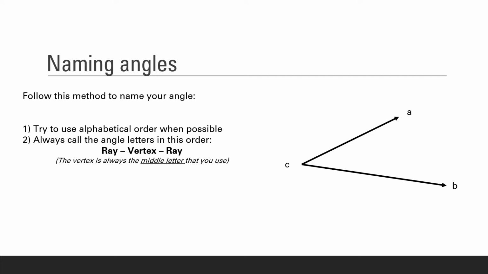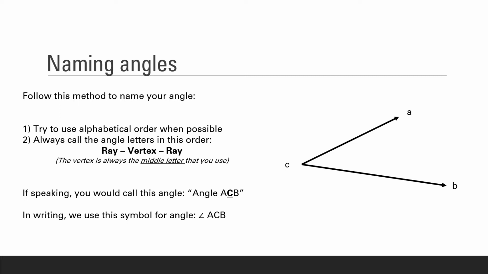So how would we call this angle? Well, if you were speaking, you would say this is angle ACB. Notice I started with A because it's first in the alphabet. The vertex C comes next, and then I say the other ray, B. And so this is ACB. If you were writing, sometimes you'll see in writing that we use this little symbol, and that would be the same thing, angle ACB.